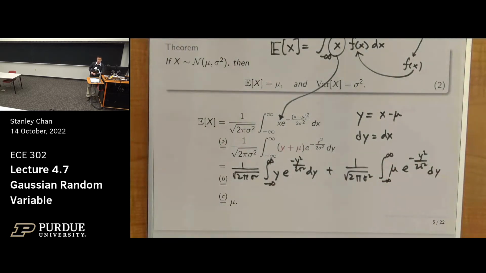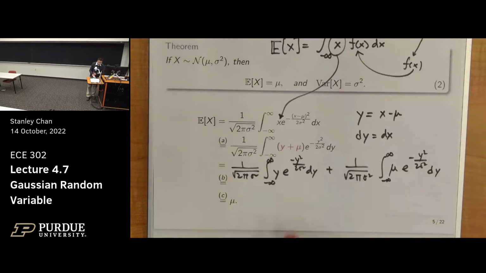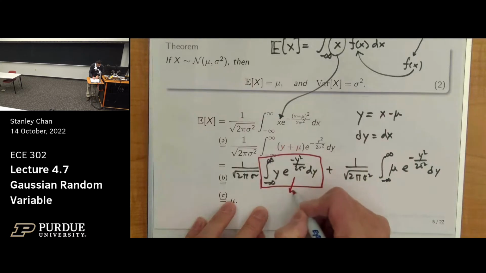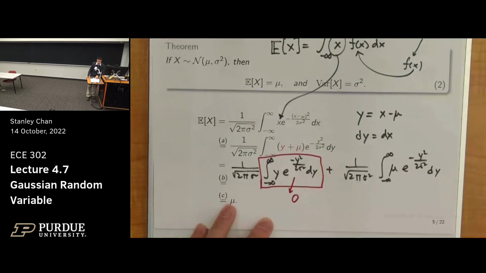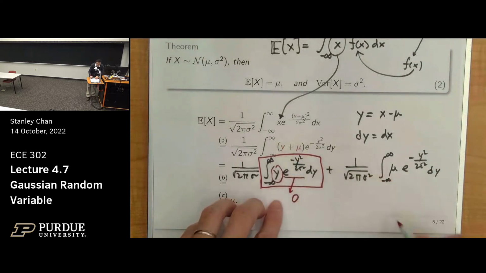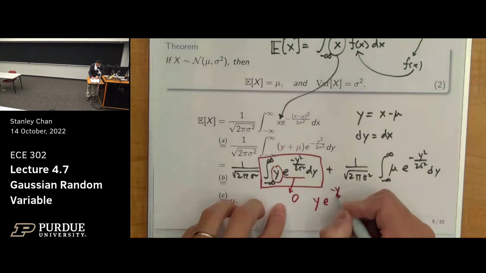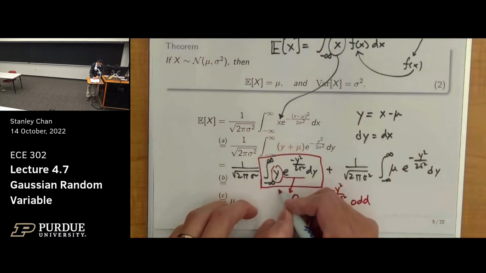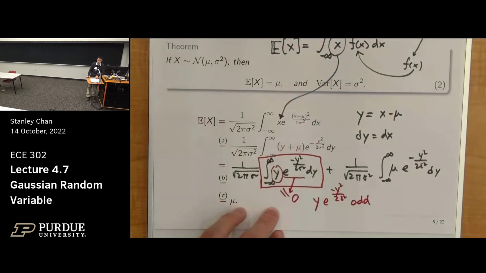So how do we evaluate these two integrals? It appears that it is just as difficult as the original one. However, let me tell you a trick. This one is actually 0. The reason being that this is an even function, but when you multiply it with y, this y times e to the minus y squared divided by 2 sigma squared is an odd function. And therefore, if you integrate this odd function from minus infinity to infinity, this entire thing will equal 0.